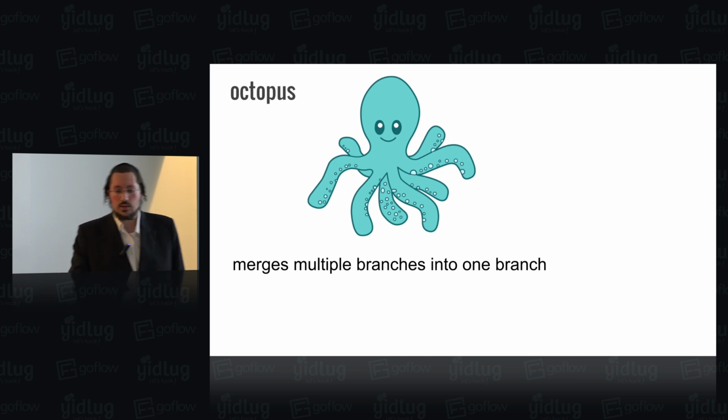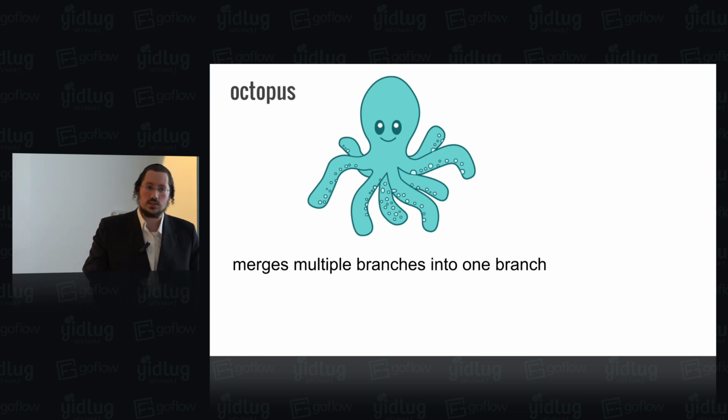Okay, no problem. The next merge strategy is octopus. Octopus means that you have multiple branches merging in at the same time, so it's kind of like an octopus with a lot of feet.